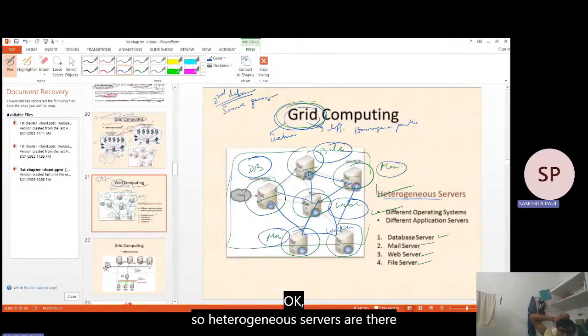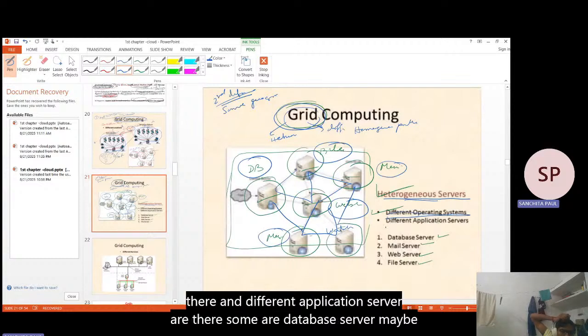Heterogeneous servers are there, and obviously heterogeneous means different operating systems and different application servers.